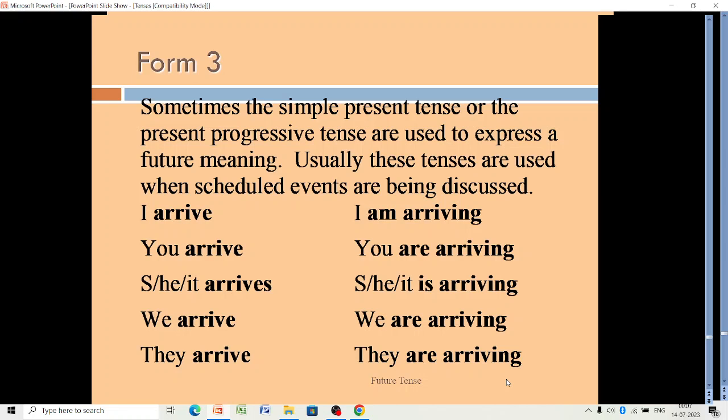So I arrive, the President arrives, the Prime Minister arrives here. But it is a scheduled event that indicates the future meaning. I'm arriving, that also indicates future. So sometimes the simple present tense and the progressive tense express a future meaning when the event is scheduled. We can use simple present and the present continuous to express future.